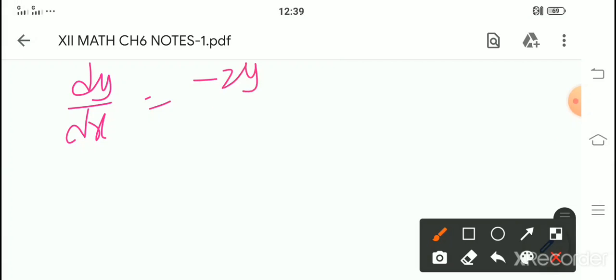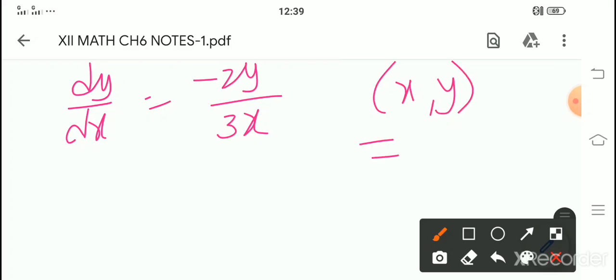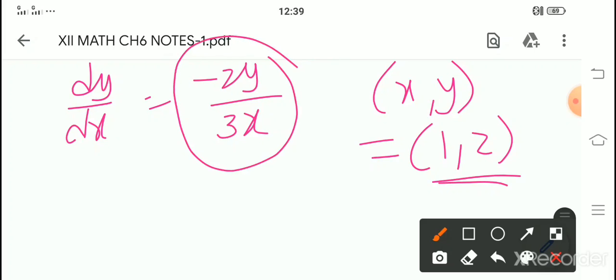Sometimes -2y by 3x like this will come. That time both x and y values will also be given. That is called the point of contact, like (1, 2). So whenever you substitute these x and y values in this dy by dx, you get the slope of the tangent.